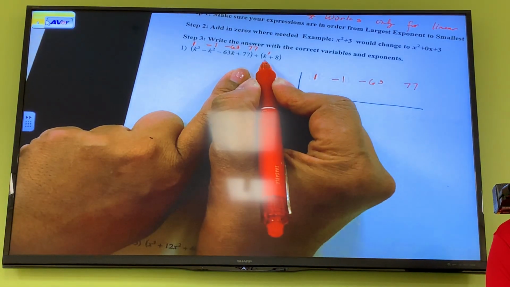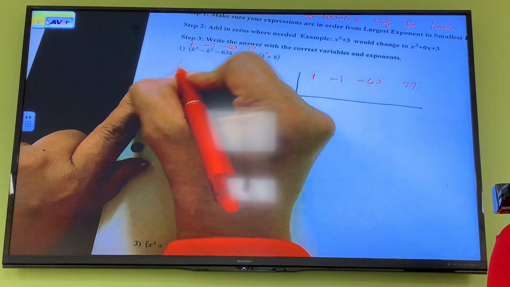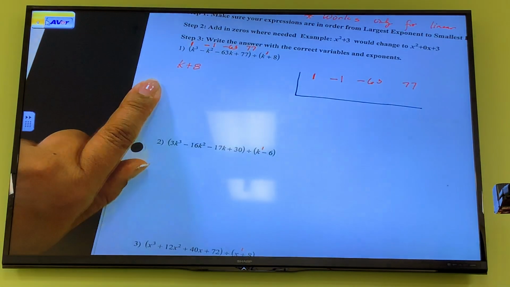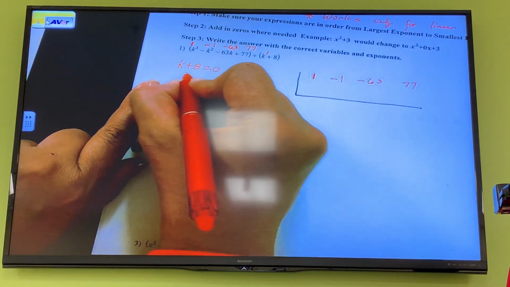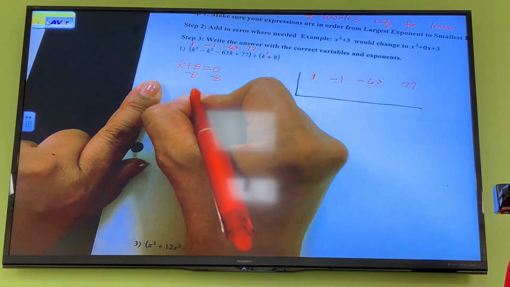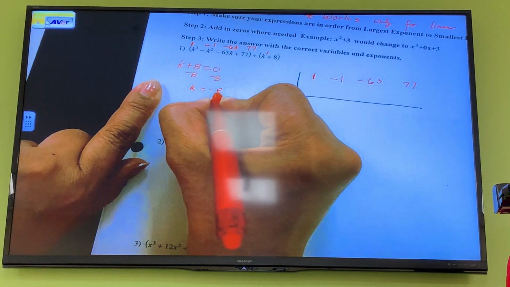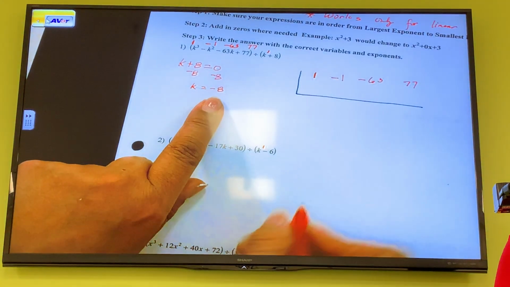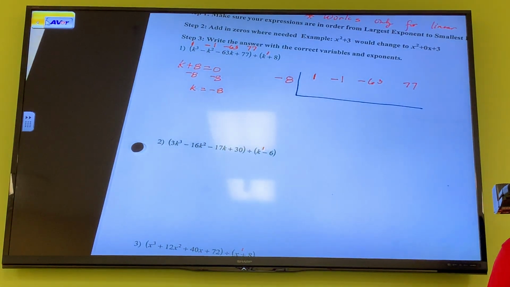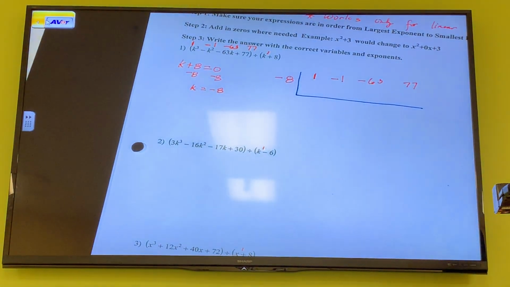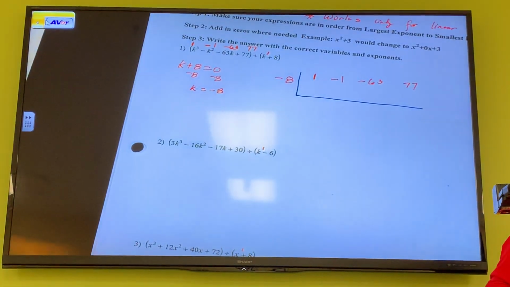So it's going to come from k plus 8. And what you do is you solve for k by putting it equal to 0. So this will be minus 8, so k is equal to negative 8. So this negative 8 is our divisor. We're going to put it outside our division bar. So now, everything that we did in long division, we're sort of doing always the opposite.